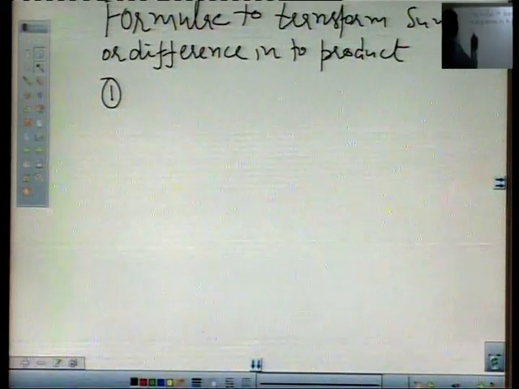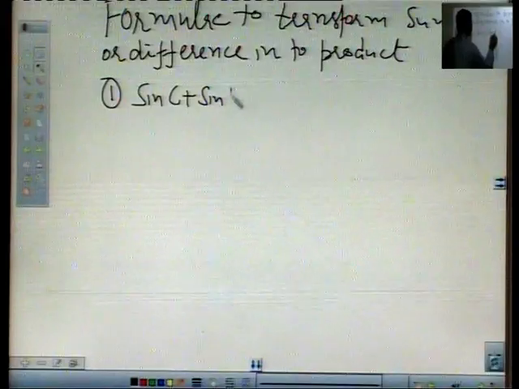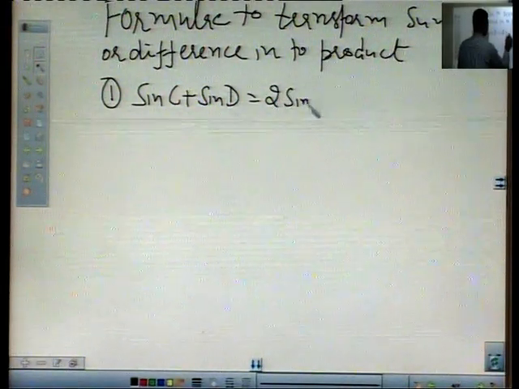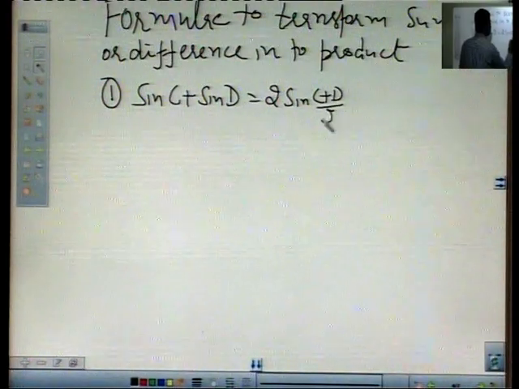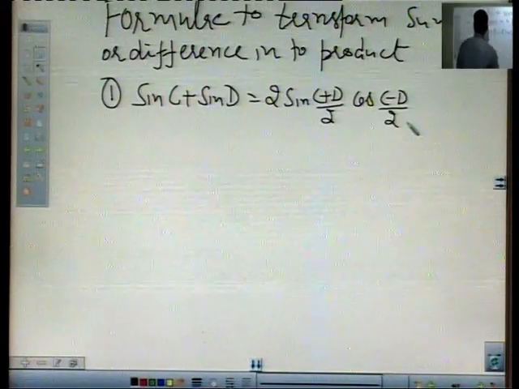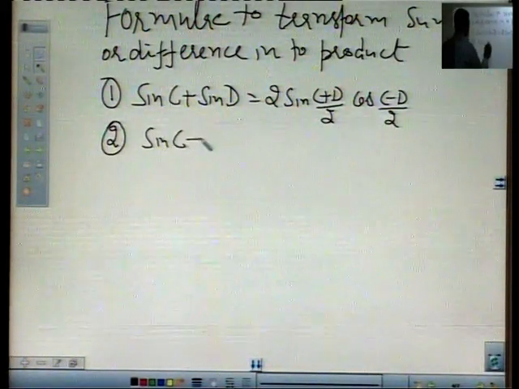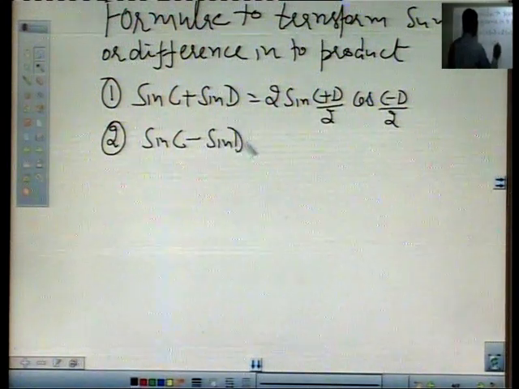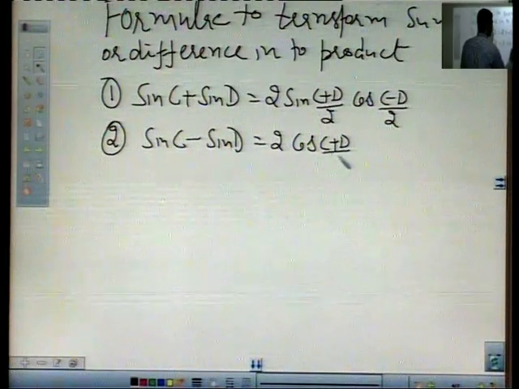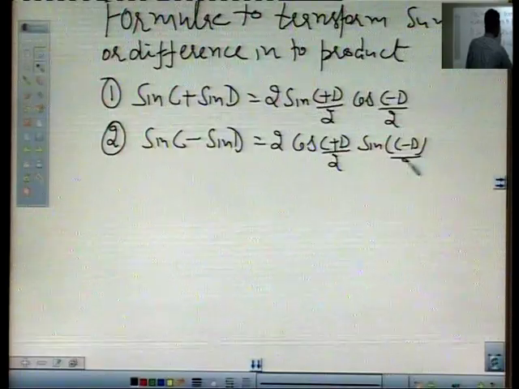formulas. First is sine of C plus sine of D. This is 2 sine C plus D by 2 cos C minus D by 2. This is your first. Now second, for differences, sine C minus sine D, 2 cos C plus D by 2 sine C minus D by 2.